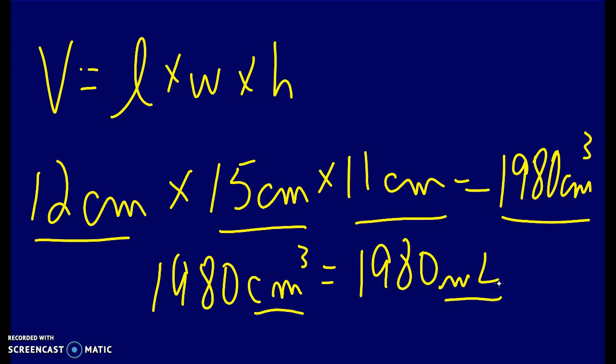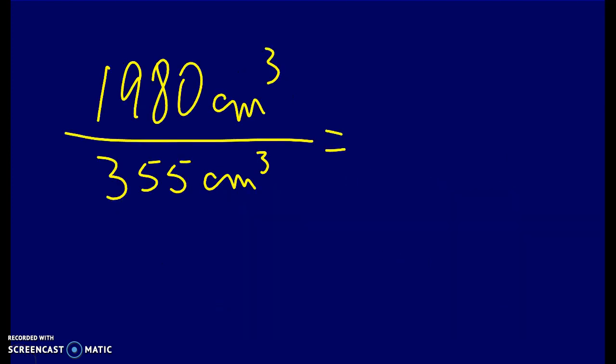Now, just so you have a reference point, if we divide our 1,980 cubic centimeters by the volume of one can of soda, it's approximately 5.6 cans of soda. So about a 6-pack of Dr. Pepper is the same as our rectangle here in volume. So that's volume.